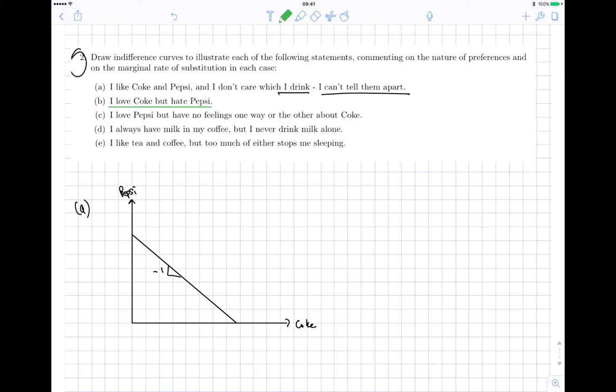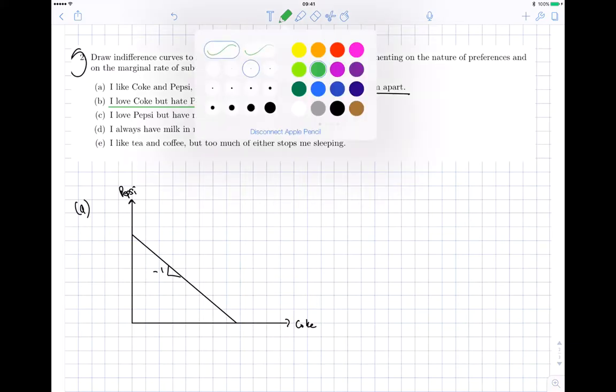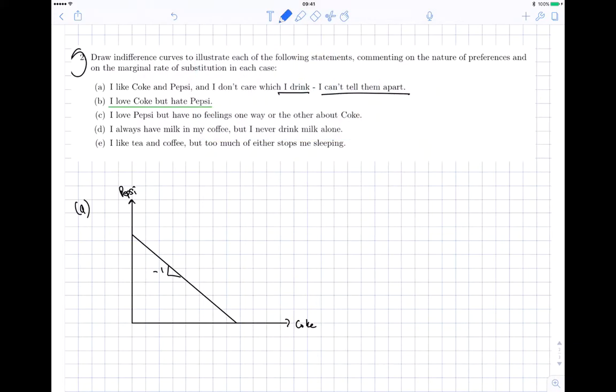James, how'd you do B? I drew it as an upward sloping straight line again, or, well, it doesn't have to be a straight line, but... Exactly. But I just assumed that sort of like love equals hate, but you don't have to do that. Exactly, yeah. But you said that the marginal utility of Pepsi is now negative, so if you consume more Pepsi, you have to consume more Coke to compensate.